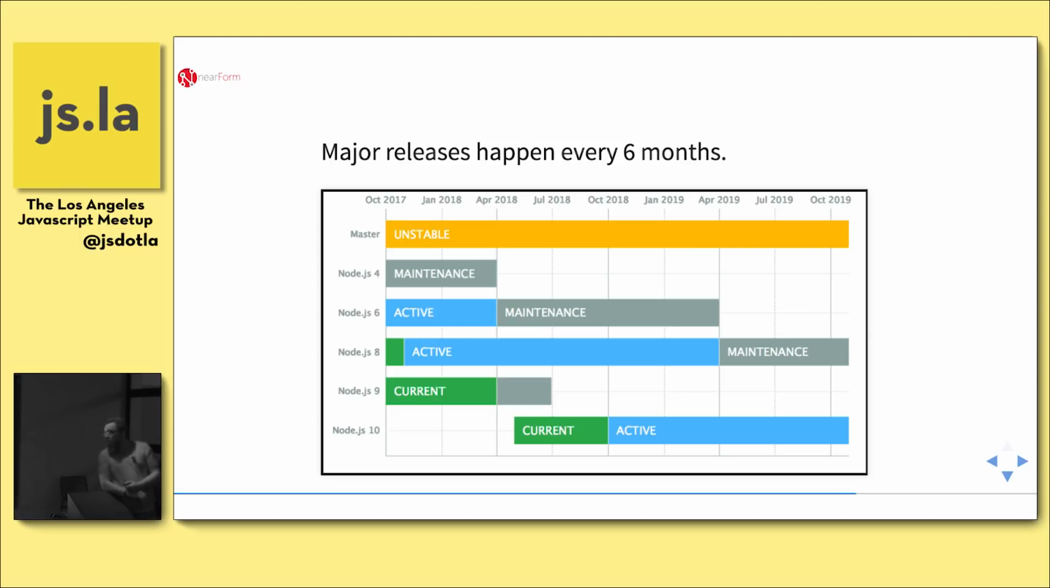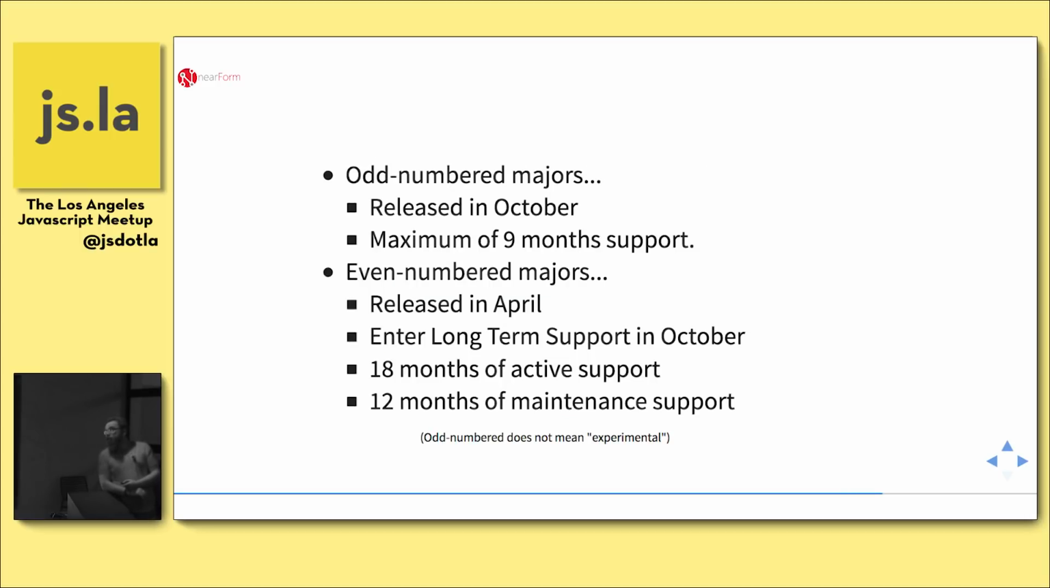So odd-numbered majors, a lot of people think that because they're not LTS, they're experimental. That's not true. They are just as stable as the even-numbered ones, that you can use them. They're just not going to be supported as long. That's the only difference, right?